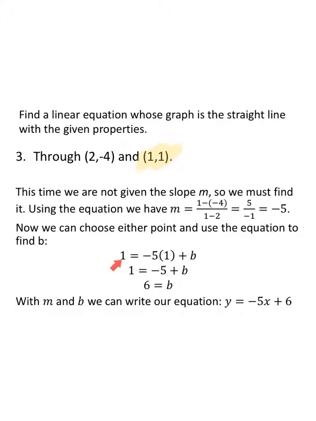So my y value is 1. My m value is negative 5, because I just found that. My x value is 1. I can find b. If 1 equals negative 5 plus b, I'm going to add 5 to both sides. 1 plus 5 is 6, which is equal to b. Now that I have m and b, I can write the equation of my line: y equals negative 5x plus 6.